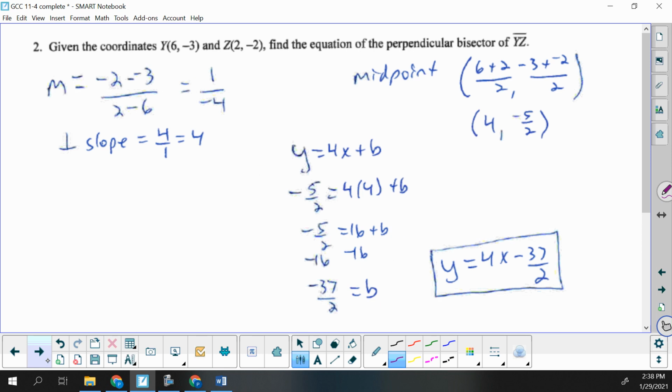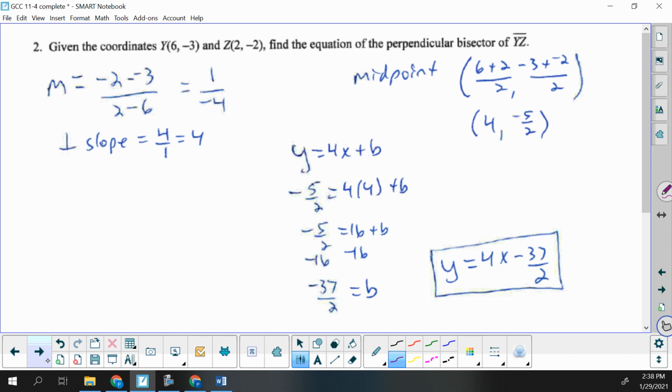For the perpendicular bisector, first find the slope between the points. We got negative 1/4. Flip it and negate it, so that's positive 4 over 1, or in other words, 4. Find your midpoint. So add your x's, divide by 2. Add your y's, divide by 2. We get 4, negative 5/2.